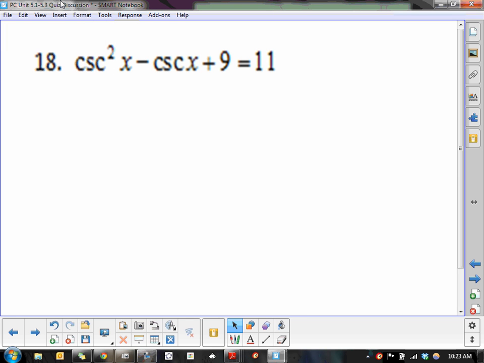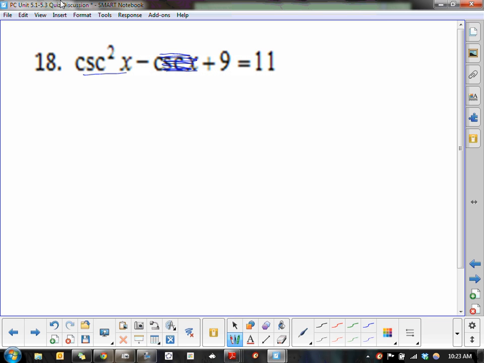Number 18, when I look at that equation, the first thing I see is a quadratic form of an equation. We have a quadratic term with a linear term, so we can't isolate our terms. On the others that we've looked at prior to this in our test, we haven't had the cosecant squared, or the cosecant term, the linear term.